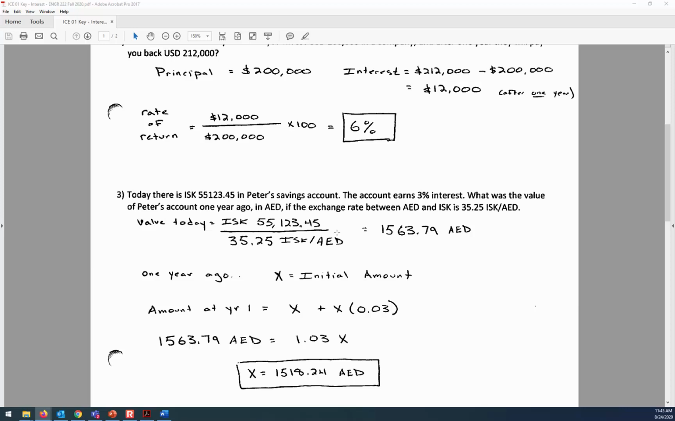In my case, what I did is I said, all right, if we know how many Icelandic krona Peter has today, let's find out what's the dirhams equivalent of that. So what it says is that if you're buying dirhams, you have to spend 35 krona to get a dirham. So although he's got 55,000 krona, that's only 1564 dirhams. So that's the value of the account today in the UAE currency. Now, it would be a mistake if you just said, well, last year it must have been 97% of that.